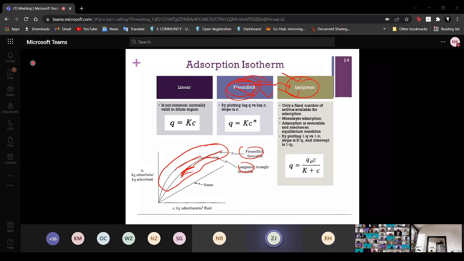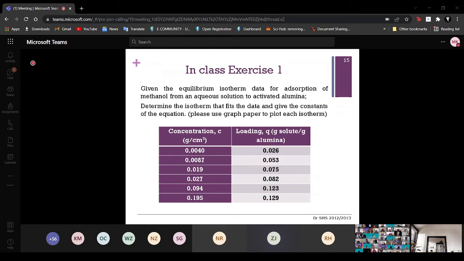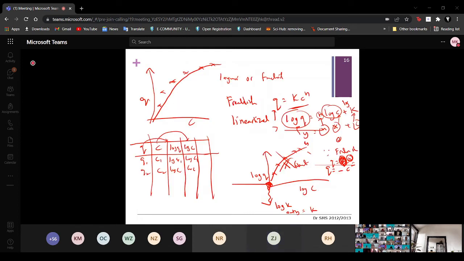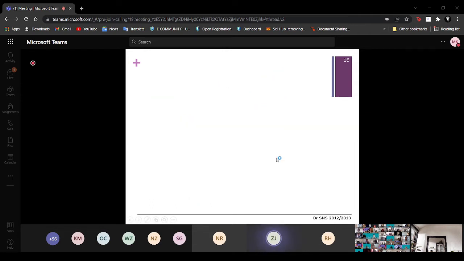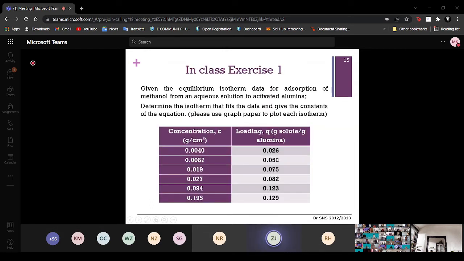Okay, any questions? I think so far so good, right? Okay, this is an in-class exercise. You can try it. I think I also gave you the handout in the tutorial, like an in-class exercise. In fact, you can try it before coming to class, so that when you start, you can ask questions during the class hour.